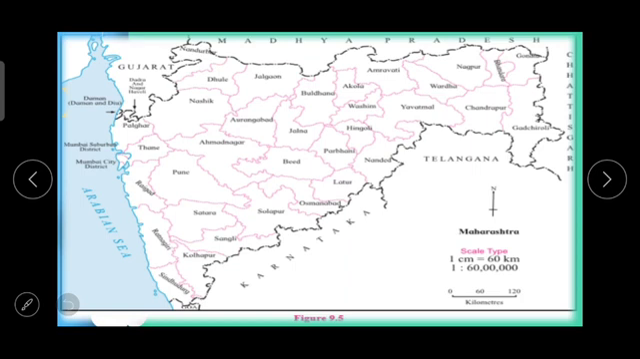Now on the screen you can see figure 9.5, which is the map of Maharashtra. All the above methods of map scale are shown on the map. Verbal scale is there, this one, 1 centimeter is equal to 60 kilometer. Then numerical scale, this one, and this linear scale is also there.